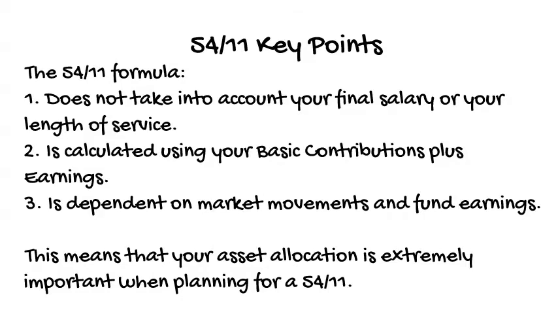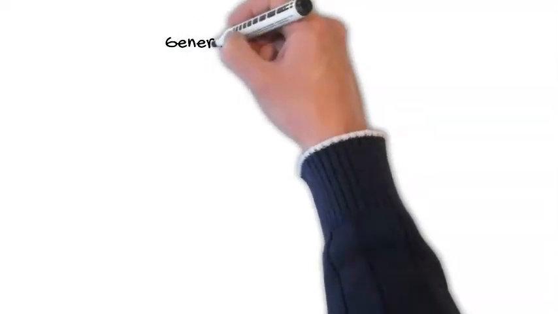Okay, just to wrap this up before it gets too long, the key component with the 5411 calculation is that basic contributions plus earnings. If you're in the default option, this will fluctuate up and down every year, and in fact every day. If you are in the cash option, it will not fluctuate, but it will also cease to go up by very much.